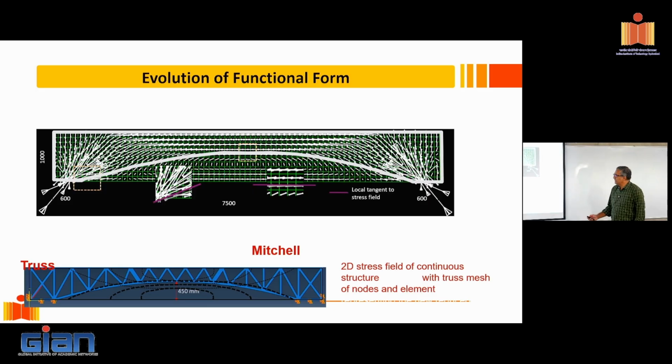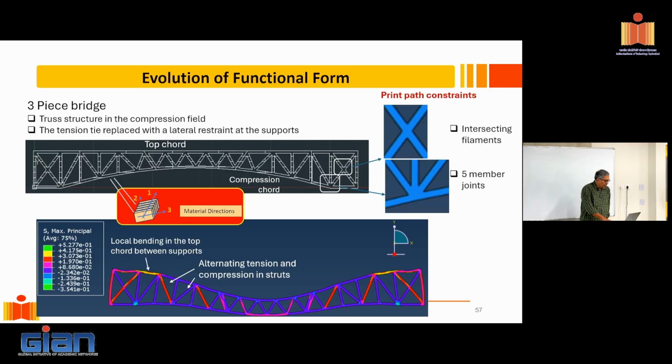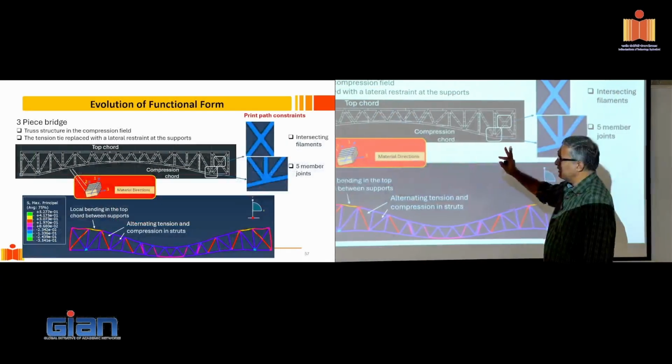So basically the idea is that this is my compression form. I fit a lattice inside here. Right, it's basically a truss, and then I try to optimize this truss inside the compression form. So we've gone through the different iterations, and again, this is important from a perspective. This is one of our first iterations where we developed this lattice structure. It is a three-piece truss bridge.